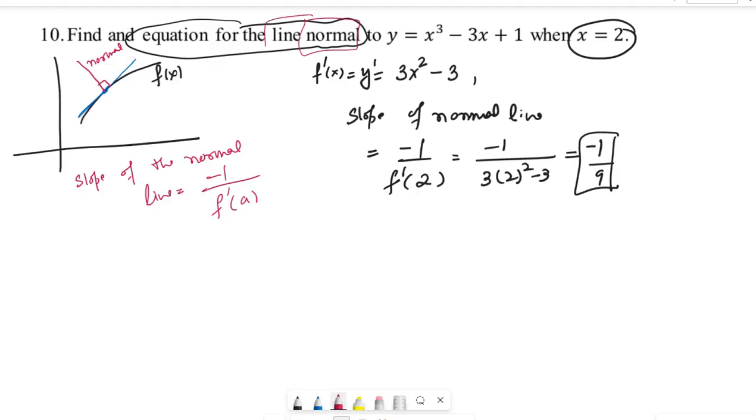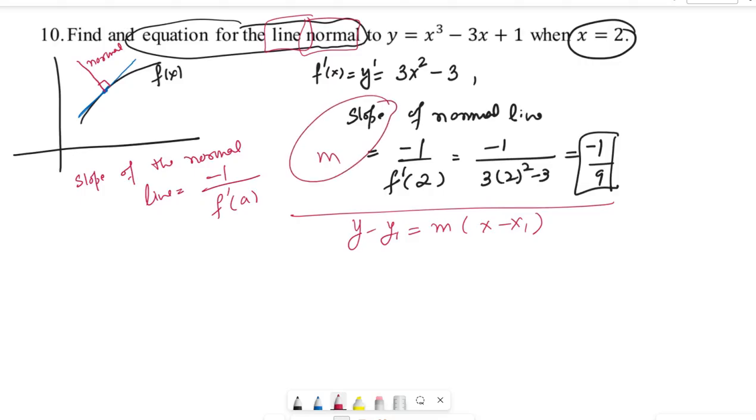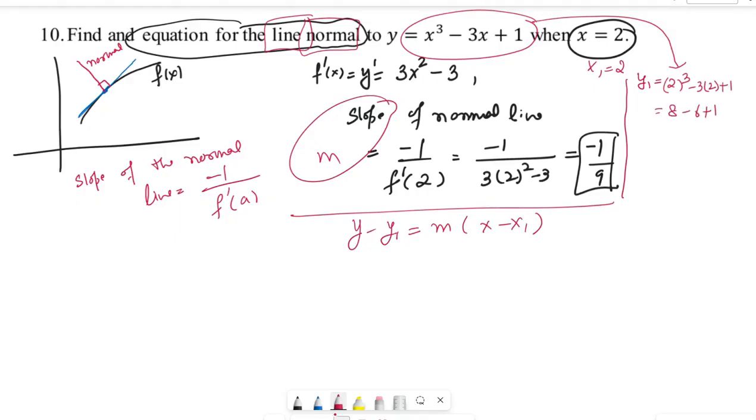Now, to write any line for that matter, the formula is y minus y1 equal to m times x minus x1. We find the slope. Slope is m. We know x1. x1 is given as 2. What will be y1? y1 can be found by putting 2 in for x: 2 cubed minus 3 times 2 plus 1. 2 cubed is 8, minus 6 plus 1. 2 plus 1 is 3. So that is y1.